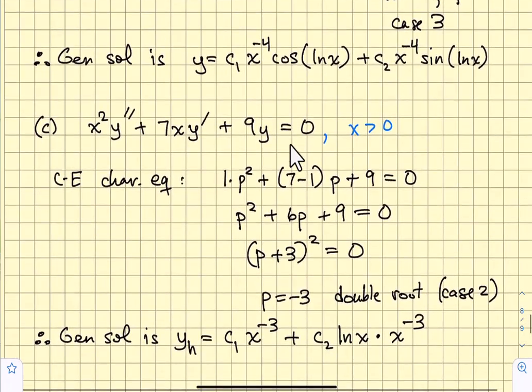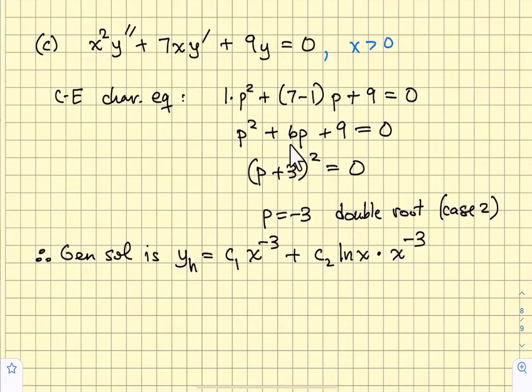Okay, third example. If we have this Cauchy-Euler equation, we can spot it because it matches the pattern a x squared y double prime plus b x y prime plus c y equals 0. Our a is 1, our b is 7, our c is 9. This is our Cauchy-Euler characteristic equation, remembering the shift. This reduces to this, which factors like this. So we have one root, we're in case 2. Our root is p equals -3, and it's a double root. So our general solution y_h is c1 x to our p plus c2, here's the magic multiplier in the Cauchy-Euler situation, ln of x times x to our p.